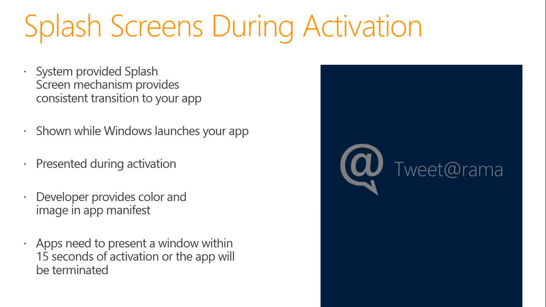So basically you are providing splash screen mechanisms to provide a consistent transition to your app. When Windows launches your application, that's the first time the user sees the splash screen. And you have to provide the color and the image of the application's splash screen in the app manifest file. Now, a point to be noted here is the app needs to present a window within 15 seconds of activation, otherwise it will be terminated.